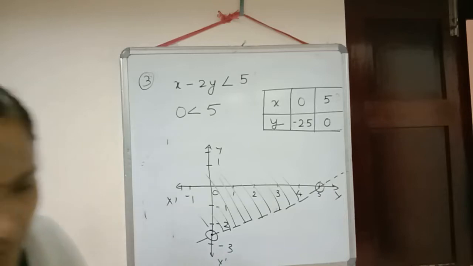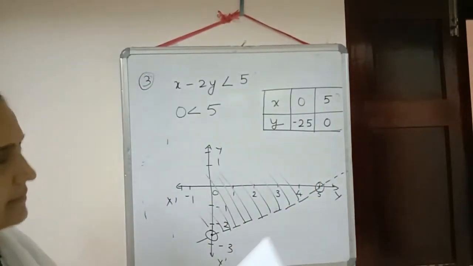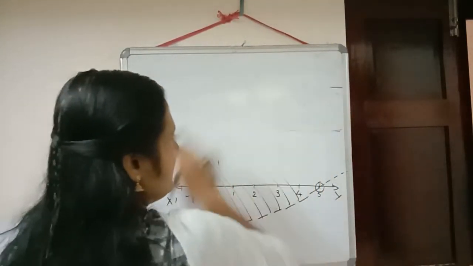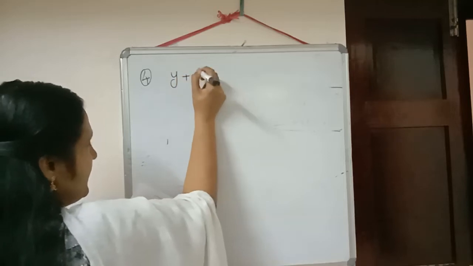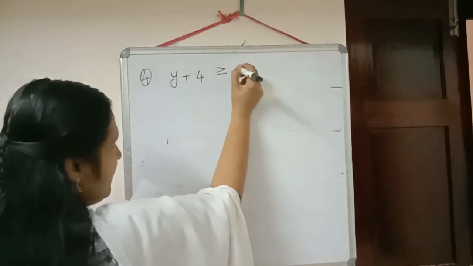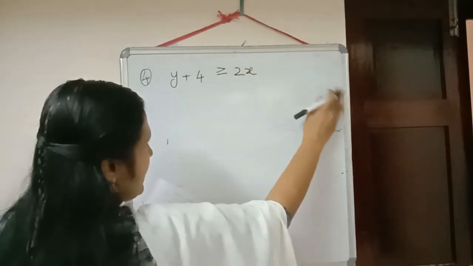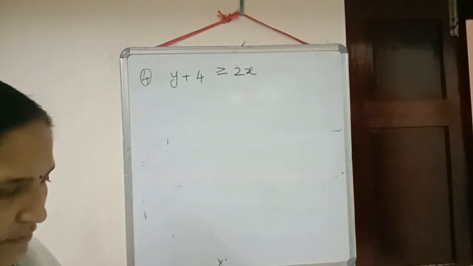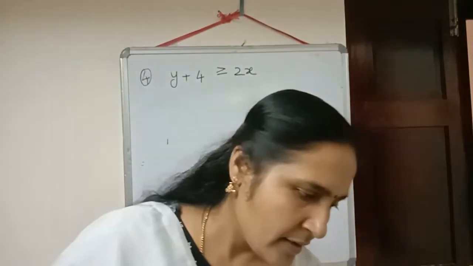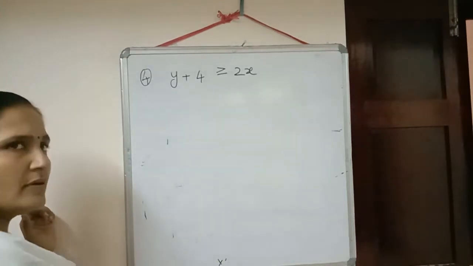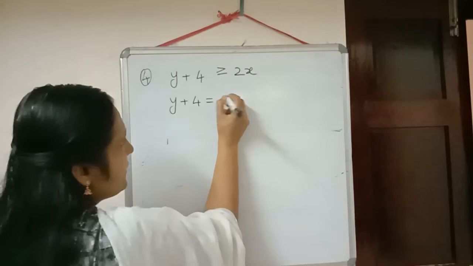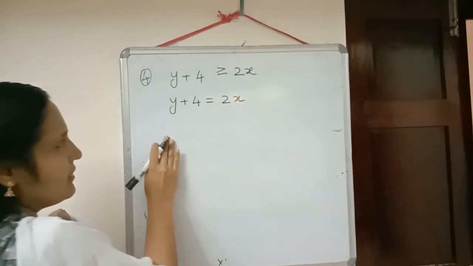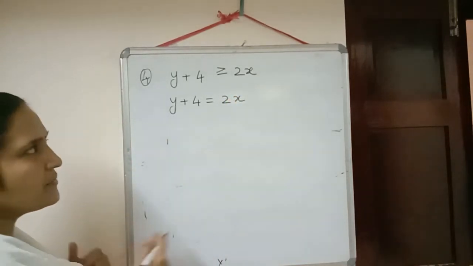Okay. Now all of you write down the next one. Question number 4 is y plus 4 greater than or equal to 2x. Y plus 4 greater than or equal to 2x. Again, first what will we do? Draw the graph for the equality. Y plus 4 equal to 2x. Y plus 4 equal to 2x.